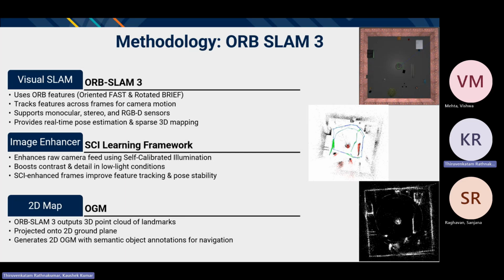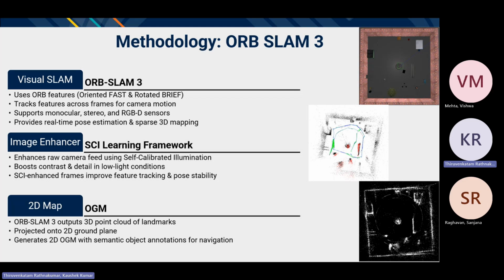Now I'll be presenting the methodology of ORBSLAM 3. We start by using ORB features, the oriented FAST and rotated BRIEF method, a feature extraction method to detect and track visual features across frames. This enables accurate estimation of the camera's motion over time. ORBSLAM 3 supports multiple sensor types including monocular, stereo, and RGBD, and it builds a sparse 3D map of the environment in real time. In our use case, we are using RGBD data to capture the sensor information.